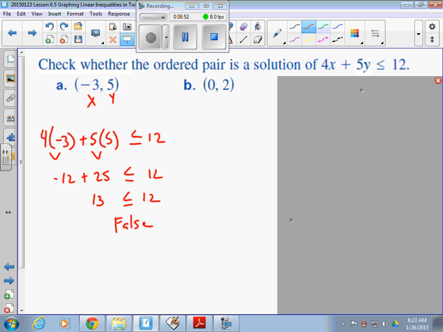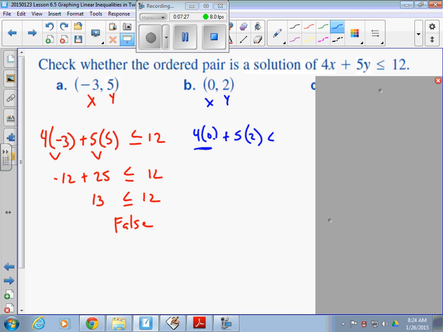Do this one real quick. Take about 20 seconds. Okay, again, 0 and 2, real easy. This one's x, the other one's y. 4 times 0, remember, anything times 0 cancels it out, plus 5 times y, 2, is less than or equal to 12.